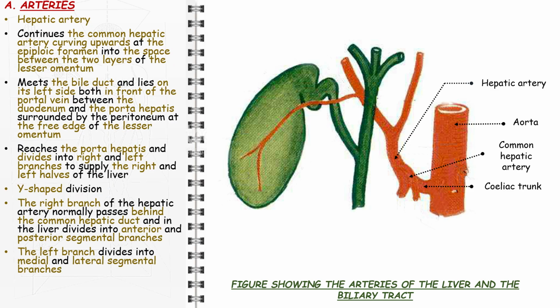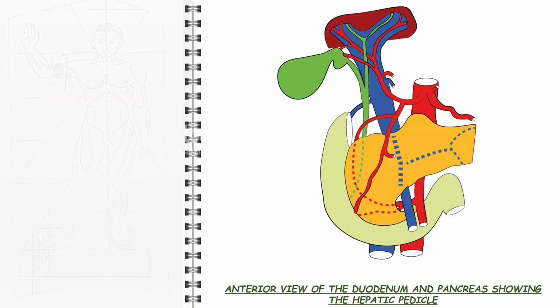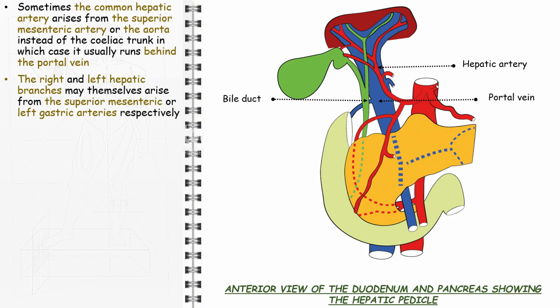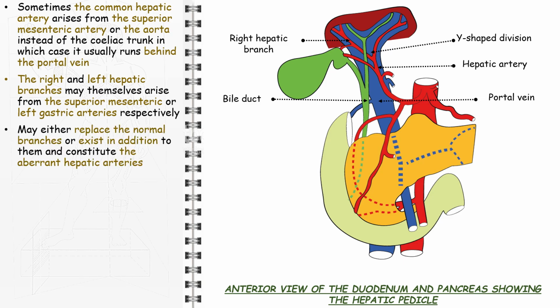The branches of the hepatic artery accompany the branches of the portal vein. Sometimes the common hepatic artery arises from the superior mesenteric artery or the aorta instead of the celiac trunk, in which case it usually runs behind the portal vein. The right and left hepatic branches may themselves arise from the superior mesenteric or left gastric arteries respectively. In this case, they may either replace the normal branches or exist in addition to them and constitute the aberrant hepatic arteries. The commonest is a left hepatic artery arising from the left gastric artery.